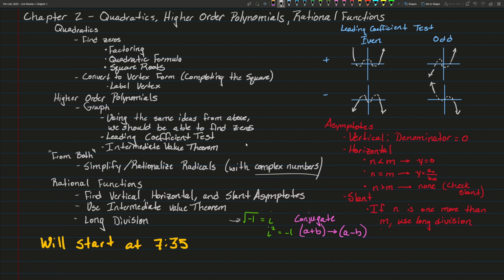Leading coefficient test, that's up there in blue. A lot of people have asked to see that again and again. It's literally just that: even degree, odd degree, and then positive and negative leading coefficient. Those are what the general shapes are going to look like. The asymptotes, I copied that down from memory, and I think that's all right. I'm not going to read all that because you guys have seen that all the time. That should be in your notes. And then the conjugate, which is what we're going to have to deal with when we're rationalizing, and then what i actually is. So like I said before, this is all of what we've done in a really tiny nutshell.